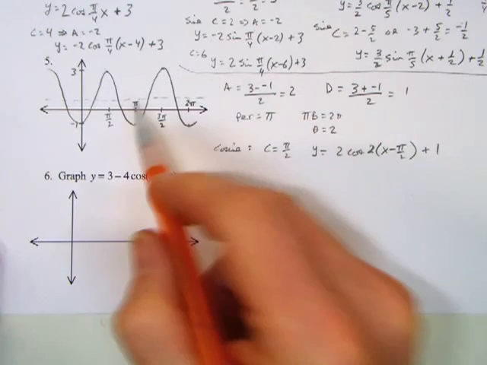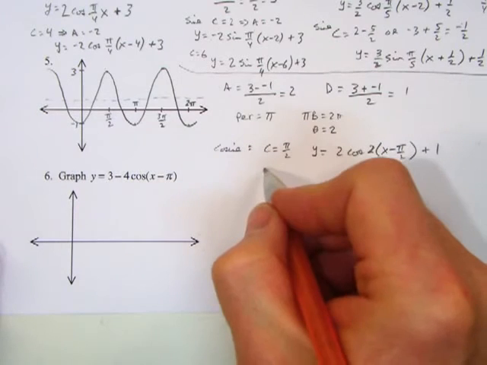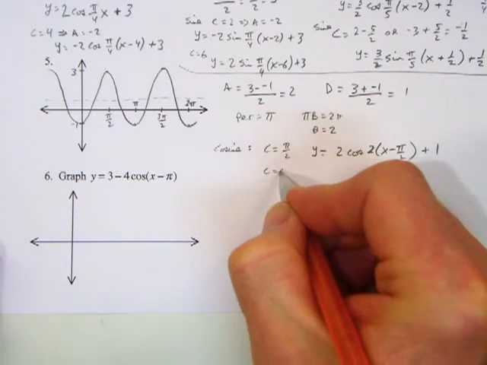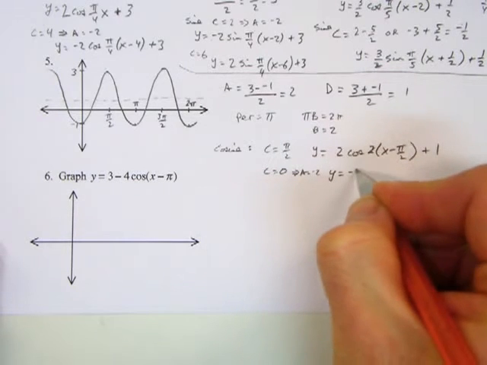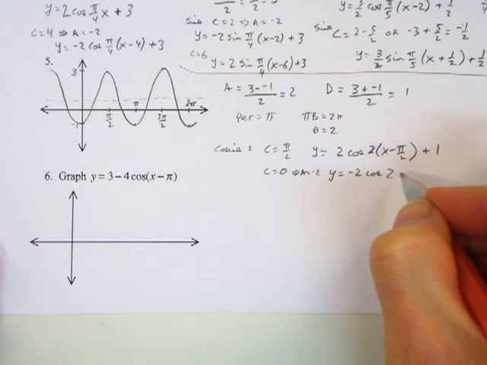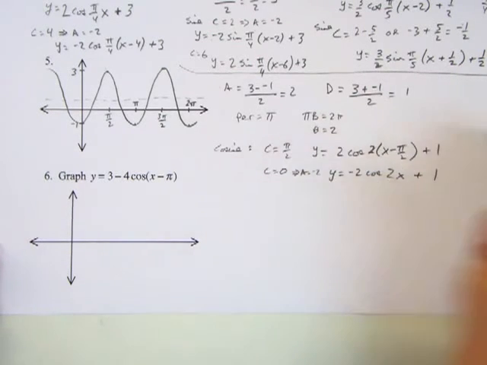Now, we could have done this equation a little earlier as well, because there is no horizontal shift on here. So what if c was 0? That would mean a is negative 2. So this would be y equals negative 2 cosine of 2x plus 1. So just a little bit simpler.